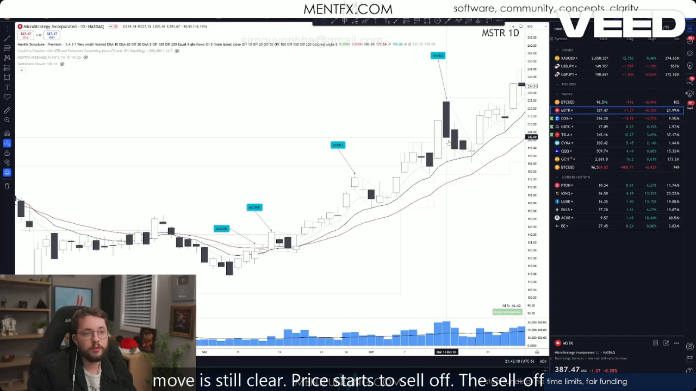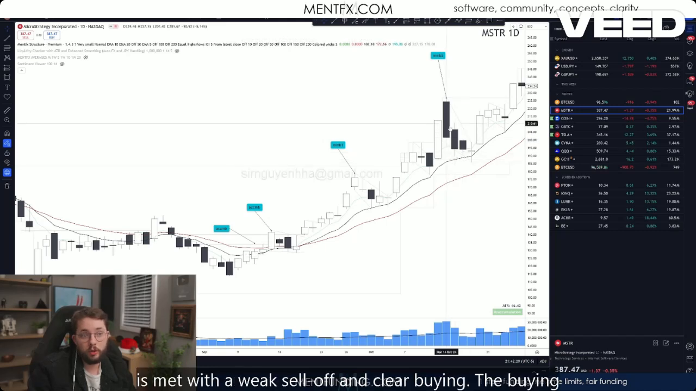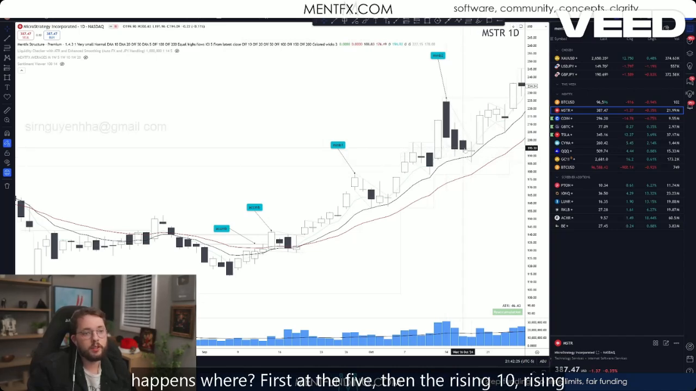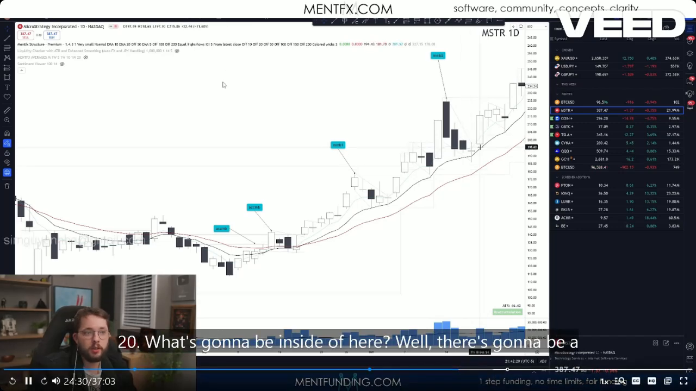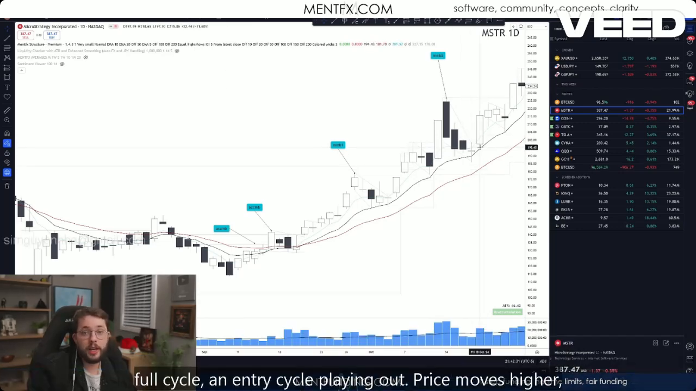Price starts to sell off. The sell-off is met with a weak sell-off and clear buying. The buying happens where? First at the 5, then the rising 10, rising 20. What's going to be inside of here? Well, there's going to be a full cycle, an entry cycle playing out. Price moves higher.